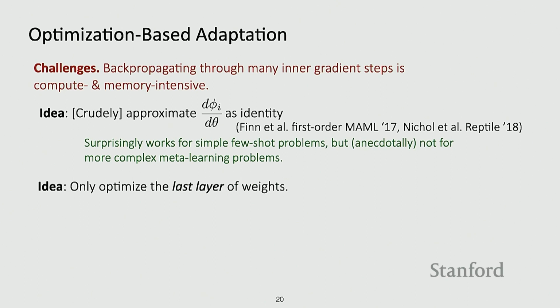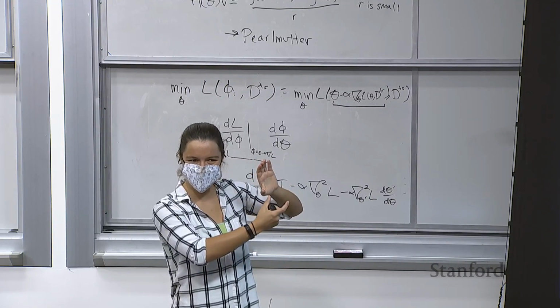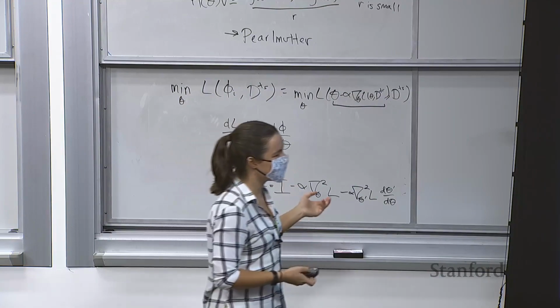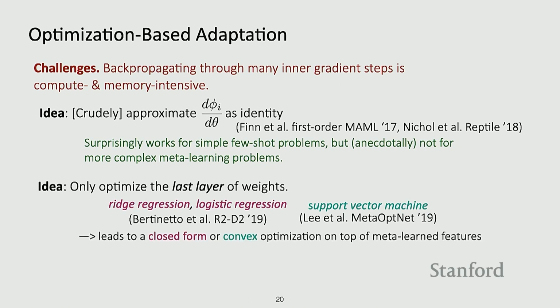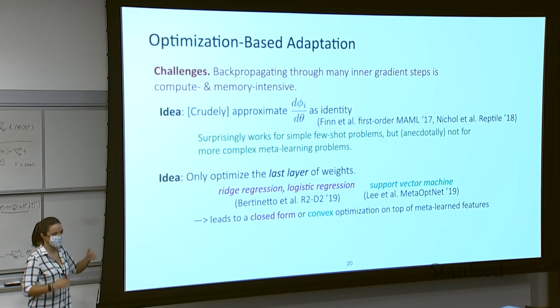Another approach is to only optimize the last layer of the network. And essentially what this corresponds to is optimizing for a representation such that if you train a linear layer on top of that representation, you can perform the task well. There's a few different approaches that have done this, where they do ridge regression or logistic regression on top of the features, or they do a support vector machine on top of those features. And it often leads to a fairly nice optimization procedure compared to the bi-level optimization that you see when you're trying to backpropagate through gradient descent of the entire network.